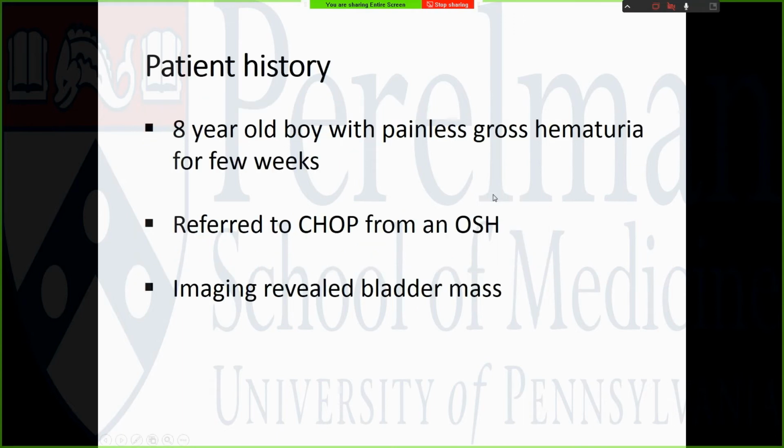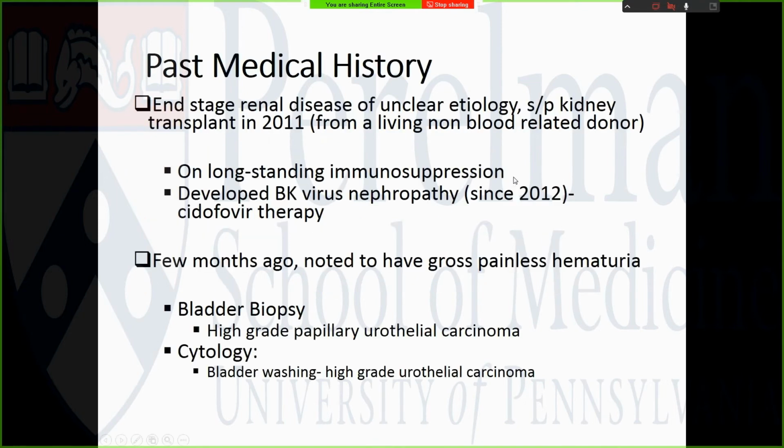But what is unusual about this case is that this came from an 8-year-old boy, and he presented outside in the community with gross hematuria, and he was referred to CHOP, and they saw on the imaging a bladder mass. The patient did have a previous history. He was premature, and he had a kidney transplanted for end-stage renal disease with no clear etiology.